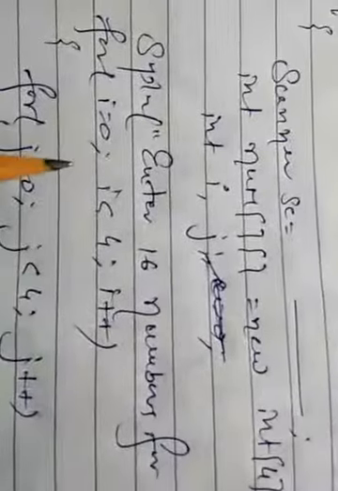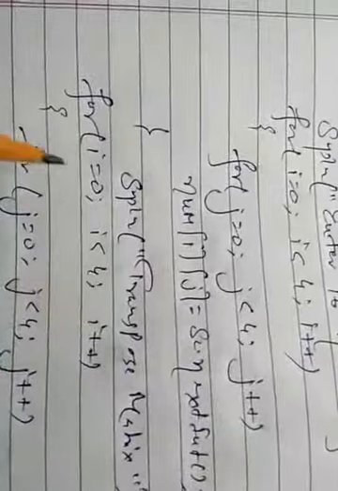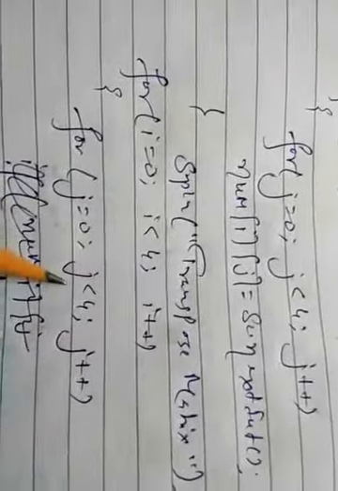The loop will be i equals 0, i is less than 4, i plus plus; for j equals 0, j is less than 4, j plus plus; num[i][j] = sc.nextInt(). So up to here we have inputted a 4 by 4 matrix. And now the transpose of this matrix: for i equals 0, i is less than 4, i plus plus; j equals 0, j is less than 4, j plus plus.